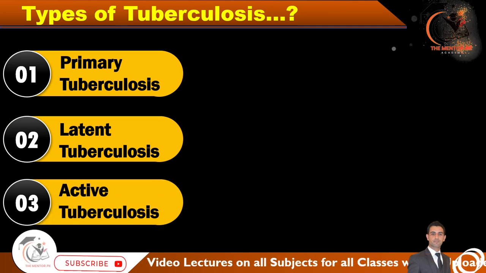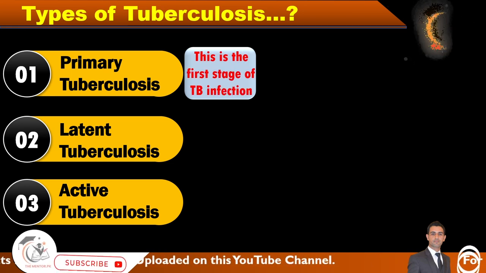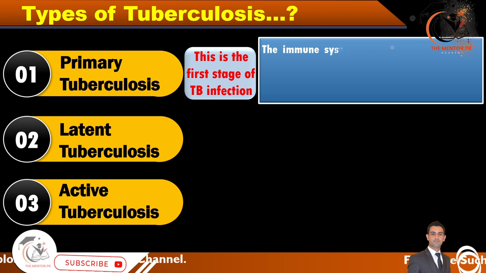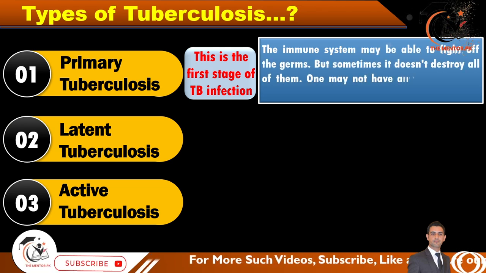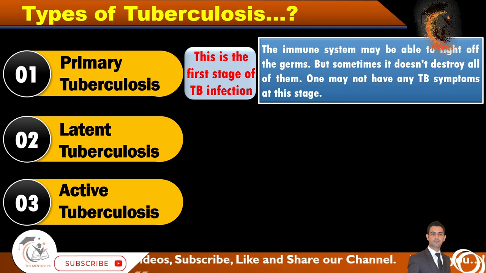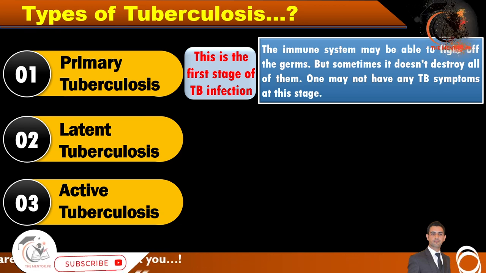Primary tuberculosis is the first stage of TB infection. The immune system may be able to fight off the germ, but sometimes it does not destroy all of them, so the germs continue multiplying. One may not have any TB symptoms at this stage, but may develop them at a later stage of life.